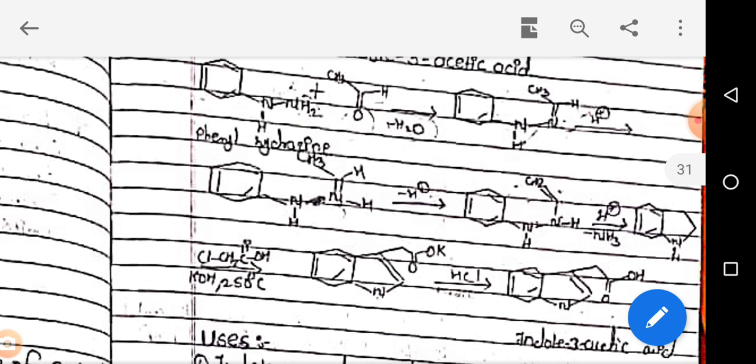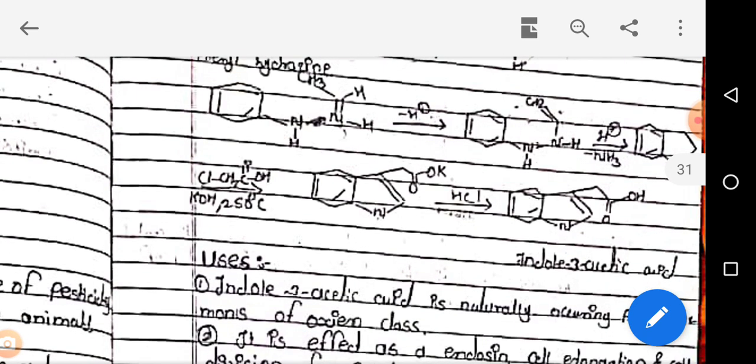You have to remember only the steps in the reactions, because there are only slight changes in the reactant molecules, and finally a cyclization process takes place. A 5-membered nitrogen-containing ring forms along with the benzene ring, and this is your final product, indole 3 acetic acid. The indole structure is a benzene ring fused with a nitrogen-containing ring.